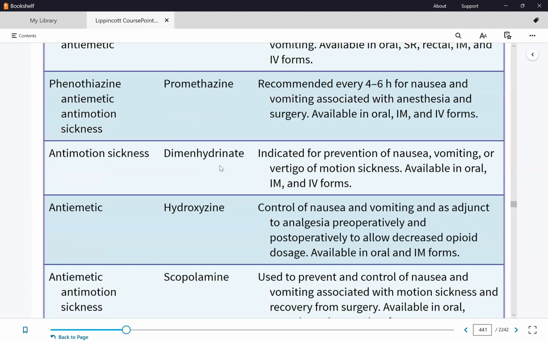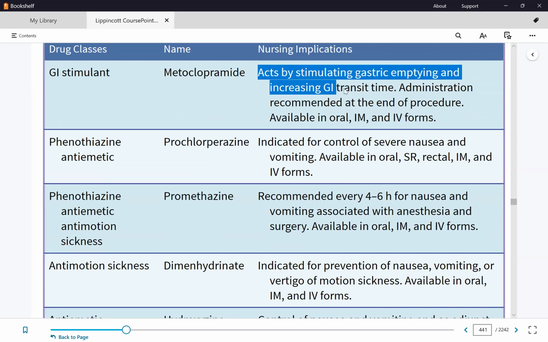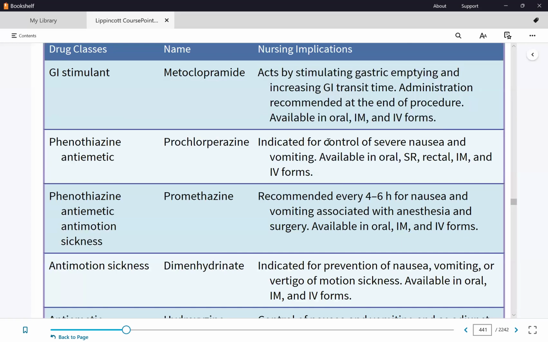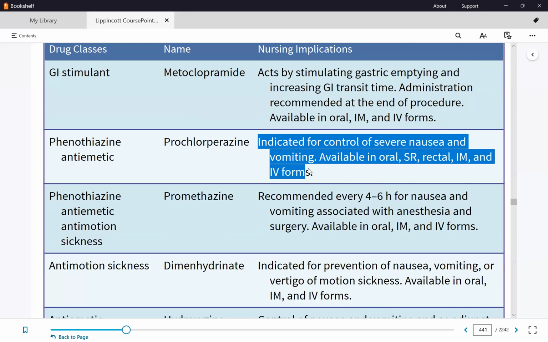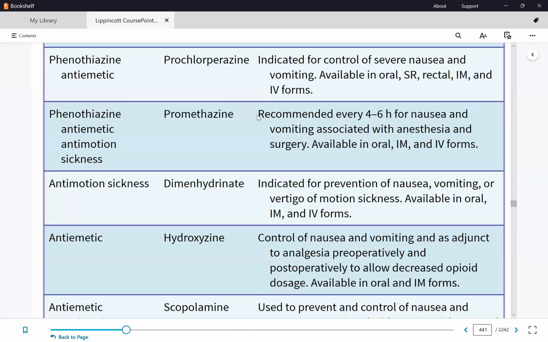Now, how do you know which one to use? Look at the nursing implications. How does it work? So if this is the action of the metoclopramide, is it good for anticipatory, acute, or delayed nausea? Acute. This is good for acute. What about this one? Prochlorperazine or Compazine? The second. Control of severe nausea. So like the chemo one. Acute. Very good. What about this one? Promethazine.